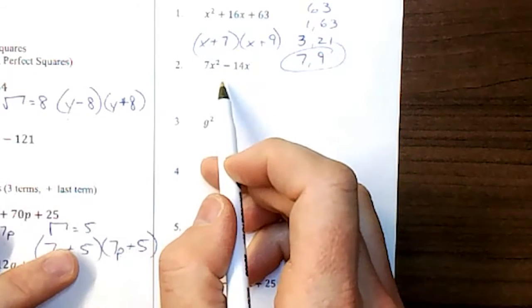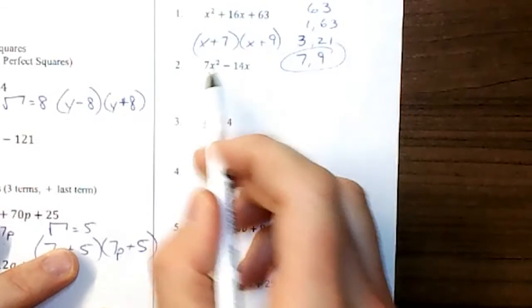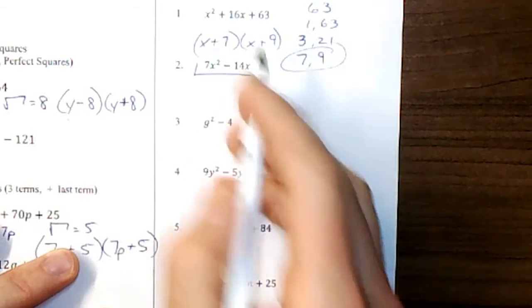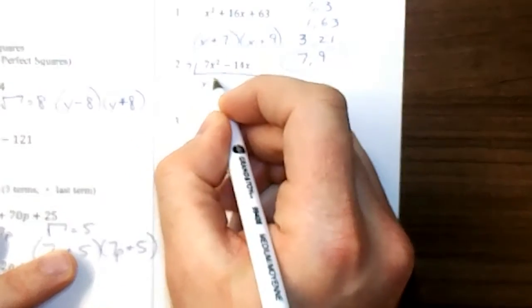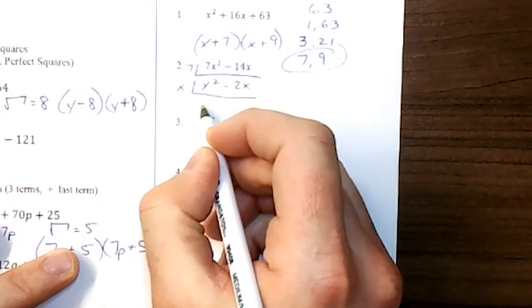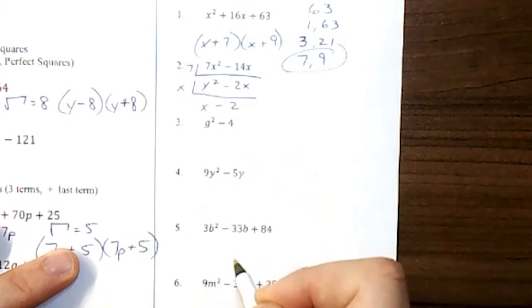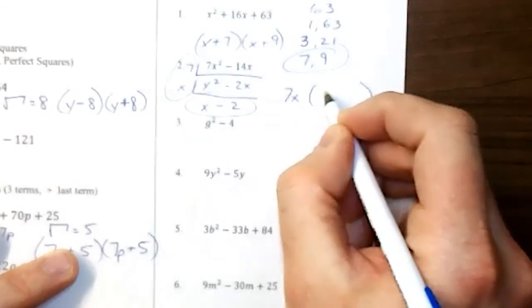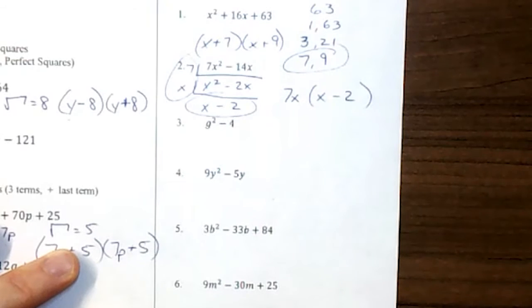This one here, we start with GCF, and I see x and x. Right away I know it's a GCF question. 7 goes into both, and I can take out one of the x's. So my GCF in front, the remainder inside the brackets.